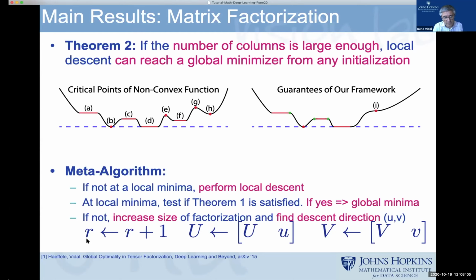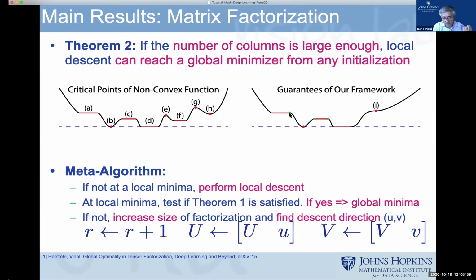As written here, the number of columns will move from R to R plus 1. The matrix of output weights U will be augmented by an extra column, and the matrix of input weights V will be augmented by another column. That's because I'm adding an extra neuron, so I need 2 new vectors of weights for the input and the output. I am going to choose those extra weights, or the values of these new variables that I'm adding, in a very careful manner so that I have a descent direction.